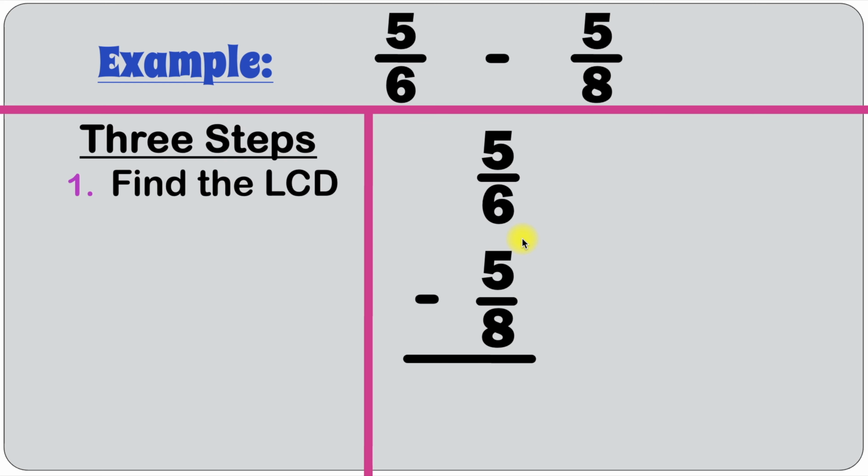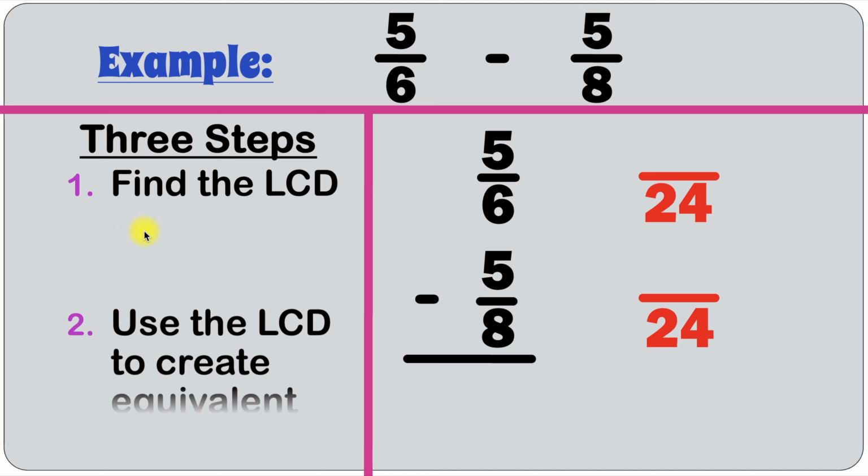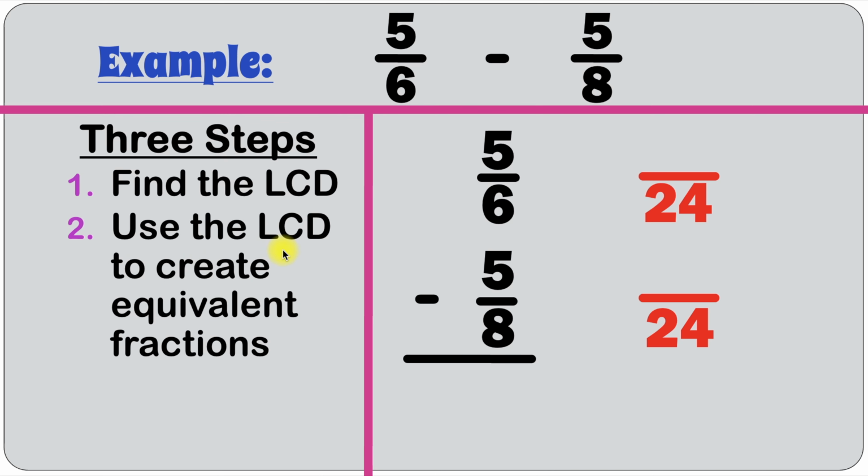So what's the least common multiple for 6 and 8? Well, that's 24. Now that we're done with step 1, we're going to have to go to step 2, which is to use that LCD to create equivalent fractions. To create equivalent fractions, we have to change the numerator the same exact way that we changed the denominator.